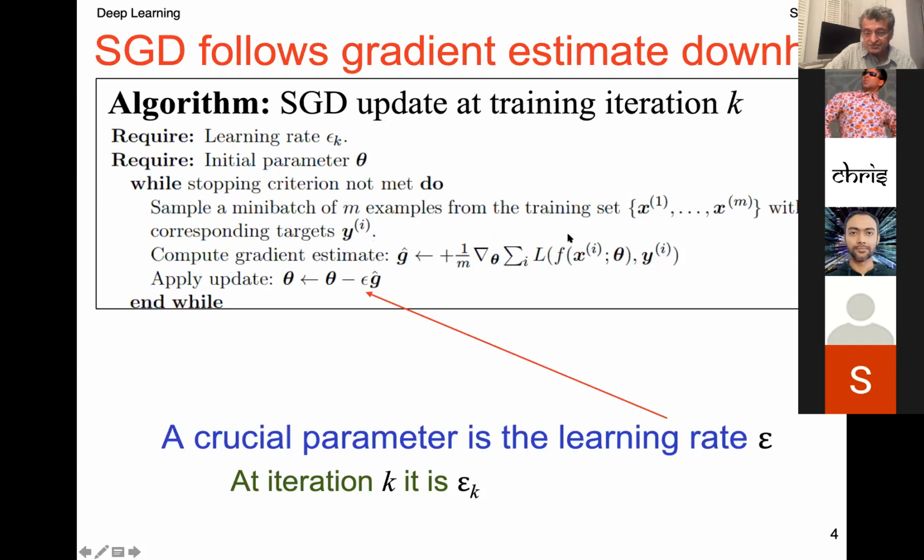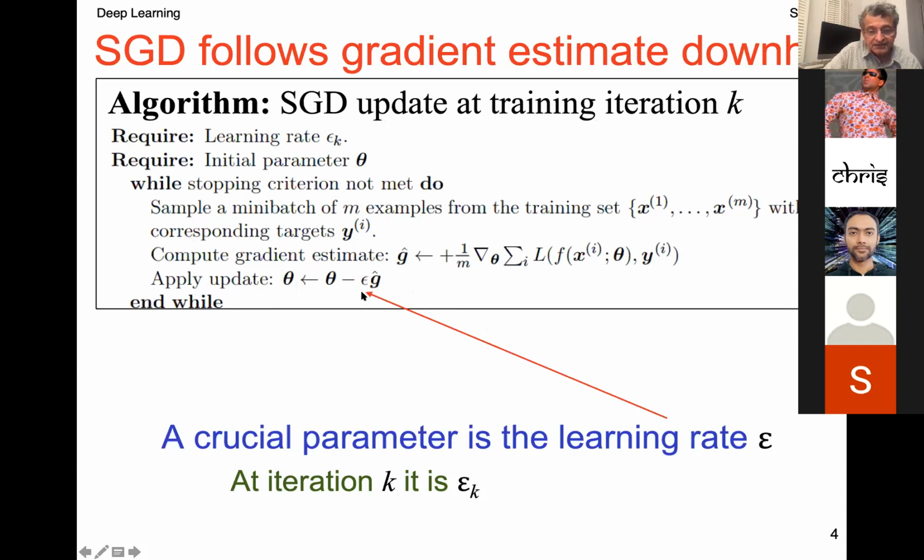So this is the difference between what the model is computing and what it should have output. And this summation is over all the samples here, right? And apply the update, theta gets theta minus epsilon g hat. So this is the basic stochastic gradient update at training iteration k. A crucial parameter is the learning rate epsilon that's going here. At iteration k, it is epsilon sub k, we can say, right?